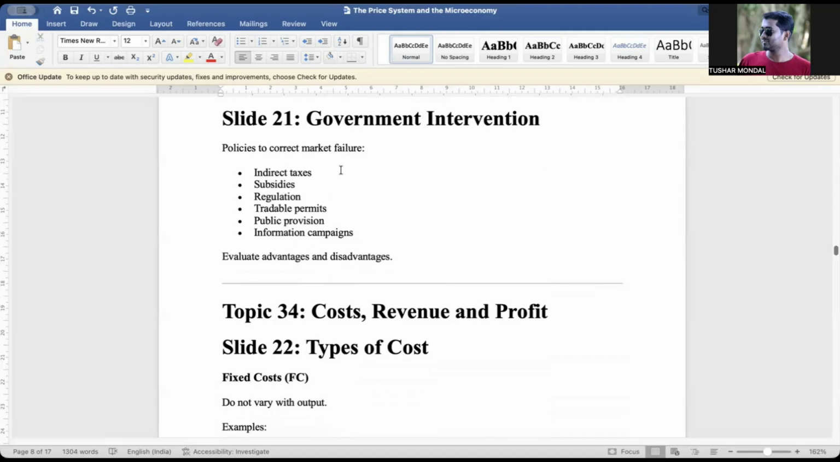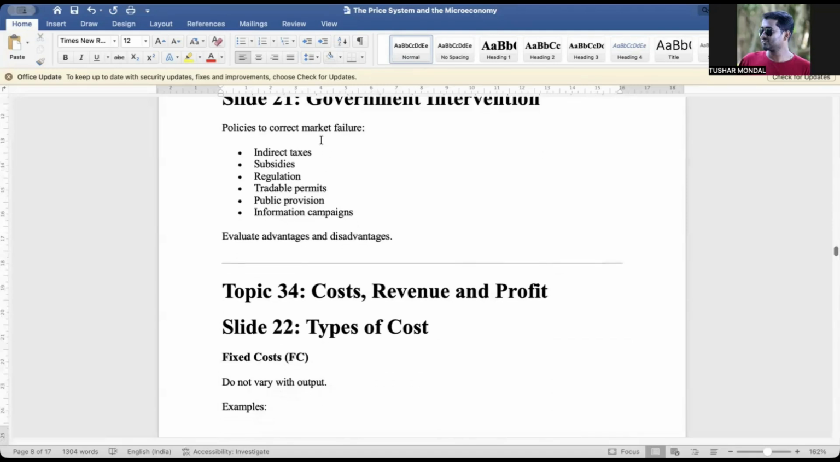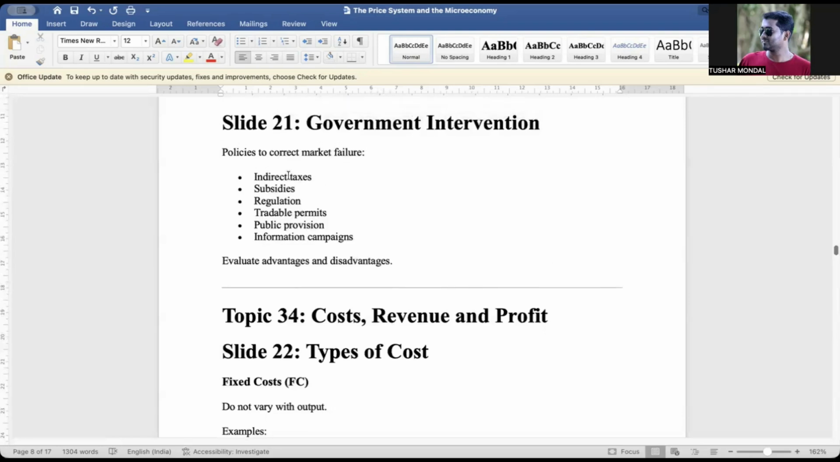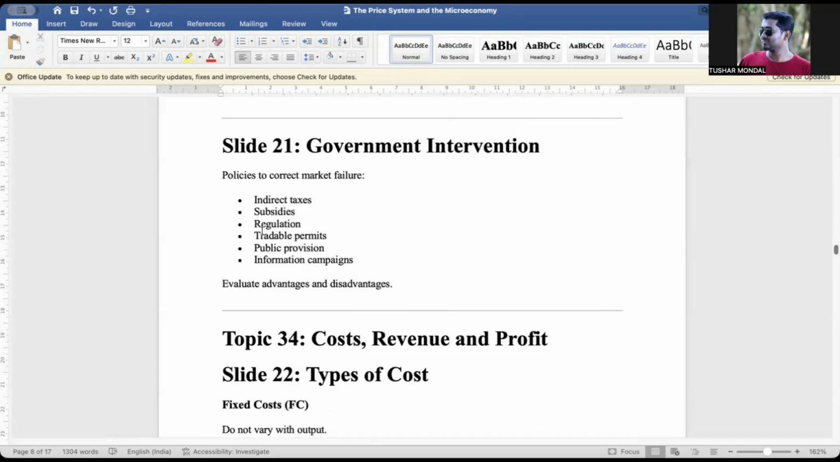If you remember, market failure is when the allocation of your resources fails, that is, you allocated your resources without efficiency, right? That is known as market failure. So here the government intervention tools are indirect taxes, subsidies, regulations, tradable permits, public provision, and information campaigns. So the government can control in many ways where society is affected, so that social costs can be minimized or social benefits maximized, right?